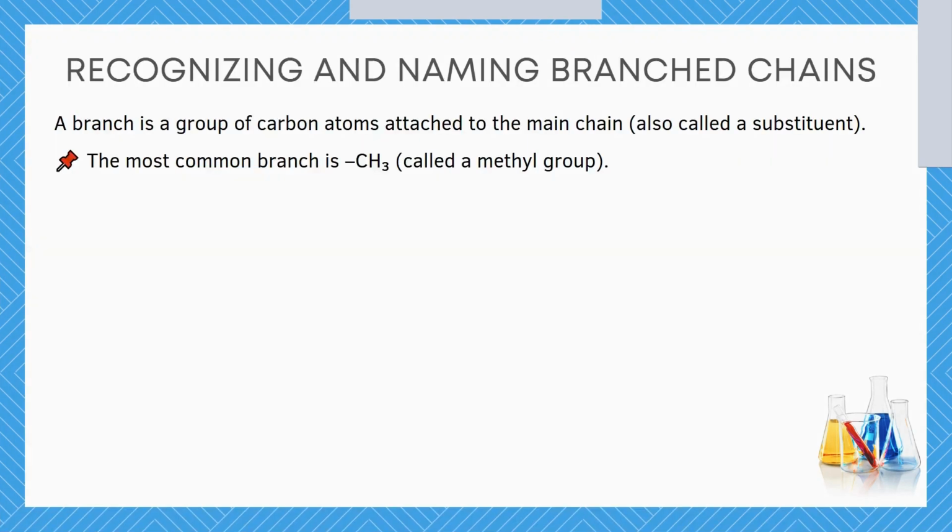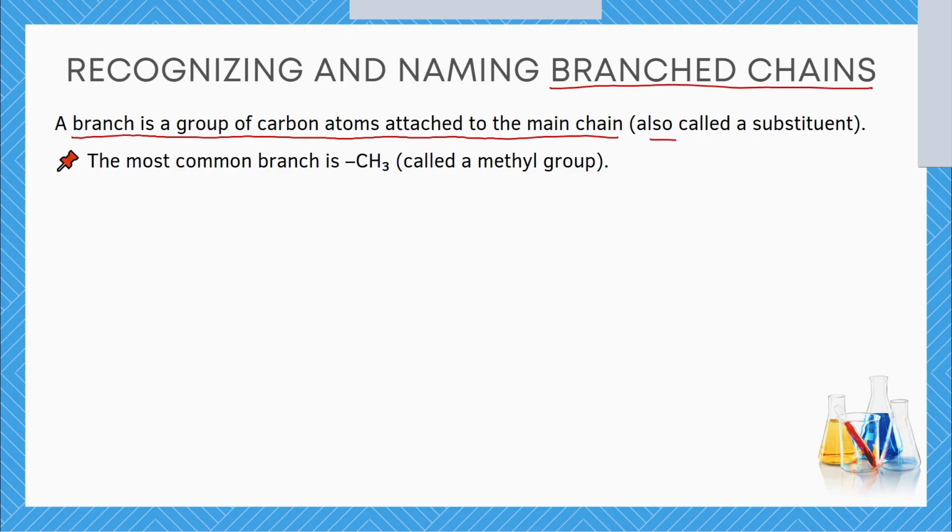So far, so good. The hydrocarbons and organic compounds that we have been naming are compounds that have straight chains. Let's talk about the concept where we have branched chains. Now, what is a branched chain? First of all, a branch is a group of carbon atoms attached to the main chain, and they are also called substituents.